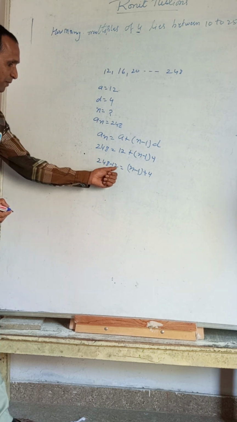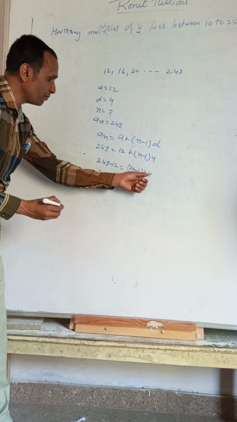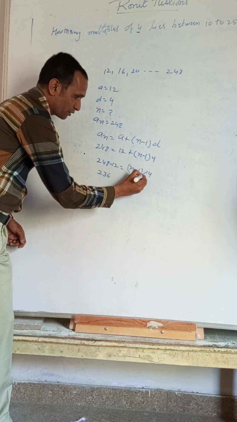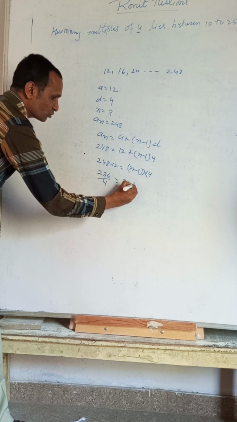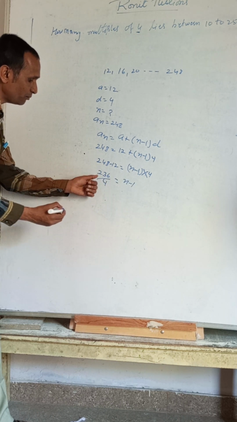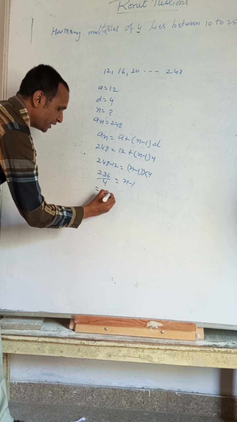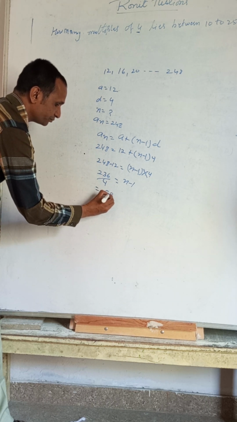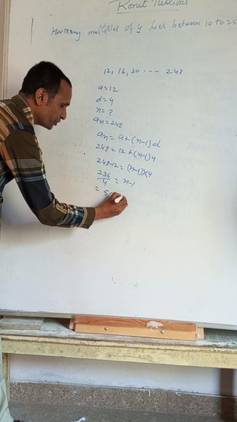Now 248 minus 12 is equal to 236. Dividing 236 by this number 4 is equal to n minus 1. Okay, then what will come? 236 divided by 4: 4 5s are 20, 4 9s are 36. So that is 59, which is equal to n minus 1.